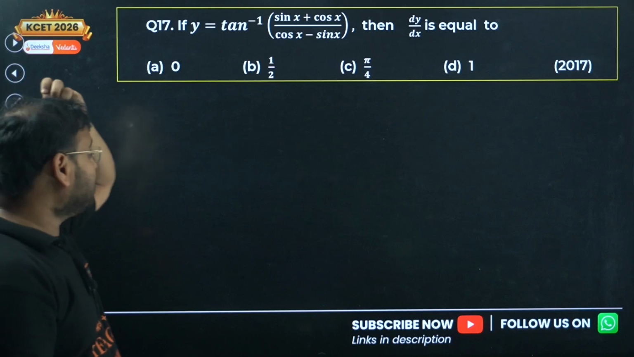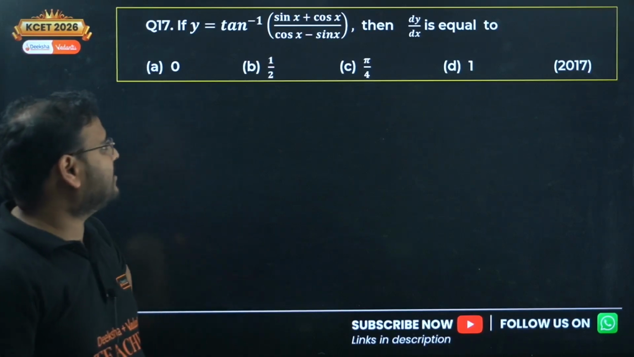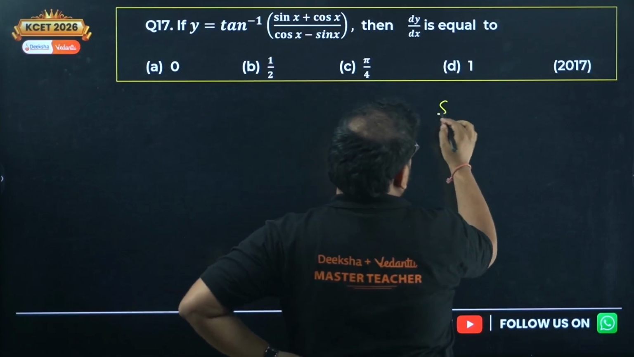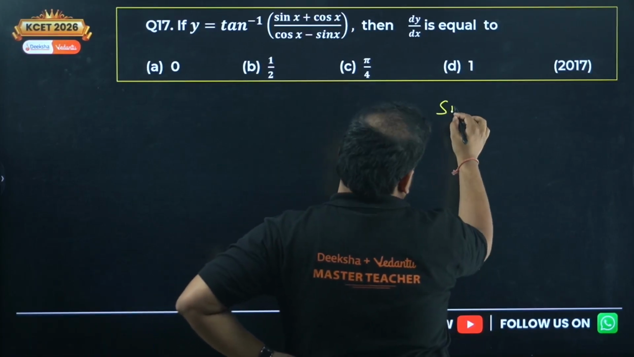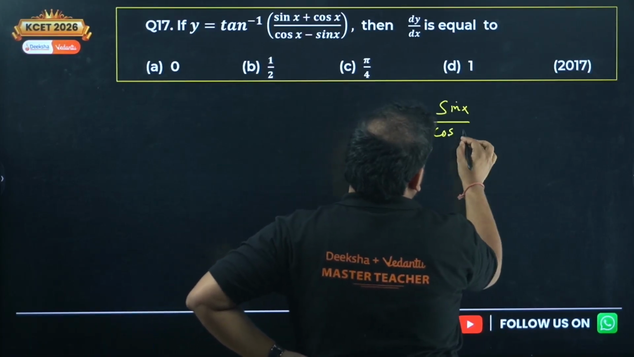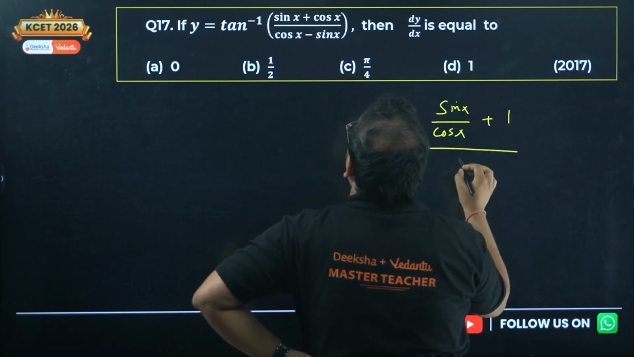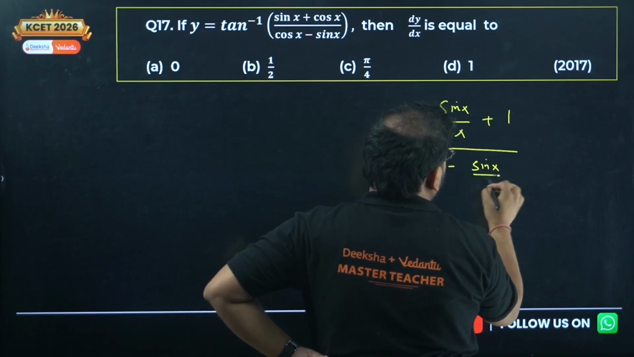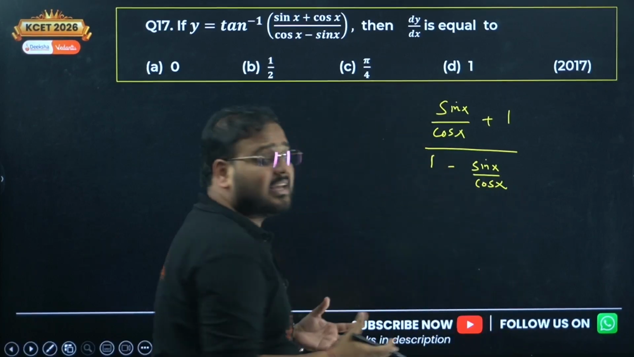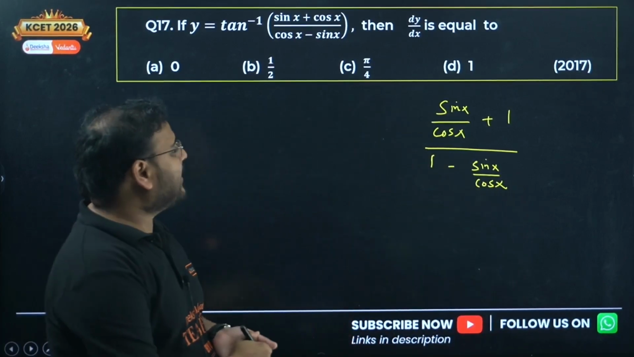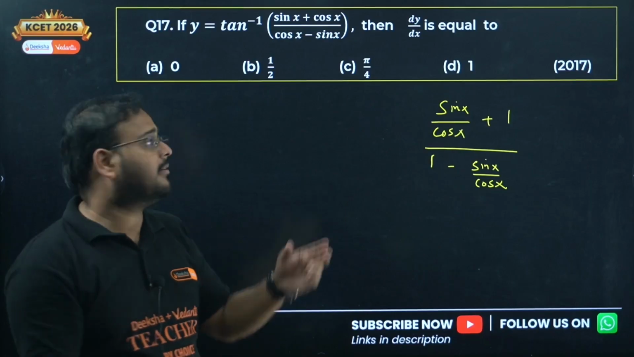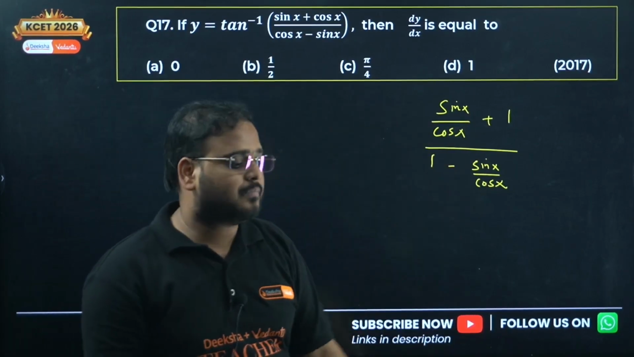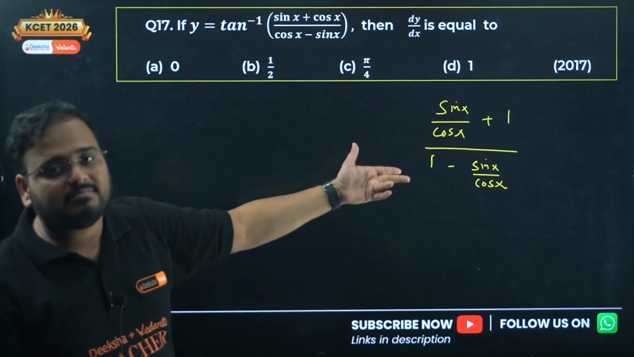17th one. Tan inverse of sin x plus cos x upon cos x minus sin x. I'm looking for the derivative of this. Okay, let's start from here. Divide everything by cos. Sin x by cos x, here 1. Here cos x by cos x is 1. Again we have sin x by cos x. Now you might want to ask me, sir, why did you divide by cos? How do you get that idea? Because outside we have tan inverse, so I need to get everything inside in terms of tan. Let's start by doing sin by cos and cos by cos.